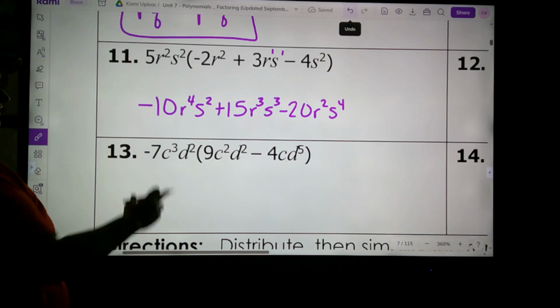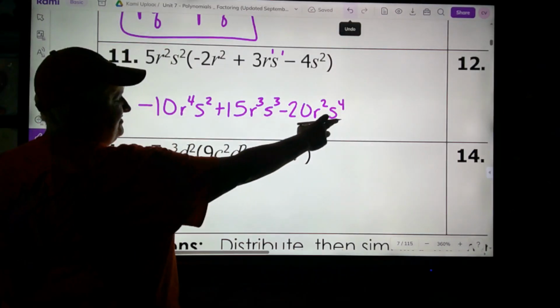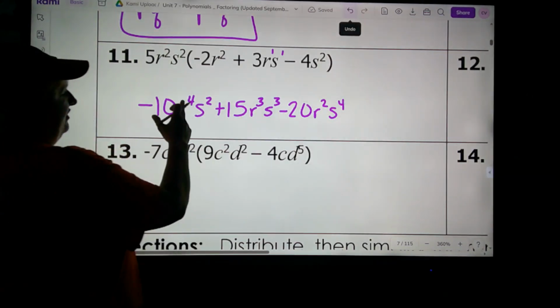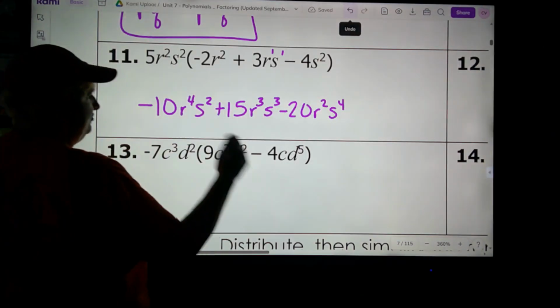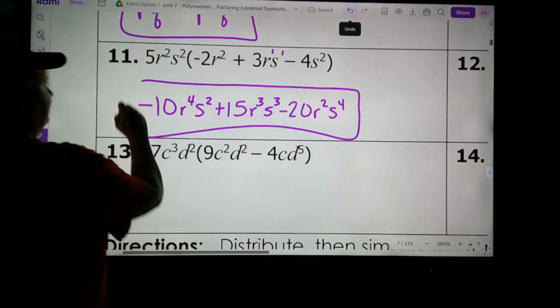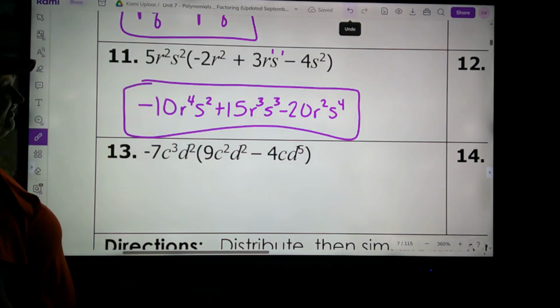Alright, we're still in order. RS, RS, RS, we're alphabetical. Highest exponent, 4. Next highest, 3. Next highest, 2. Just like that.